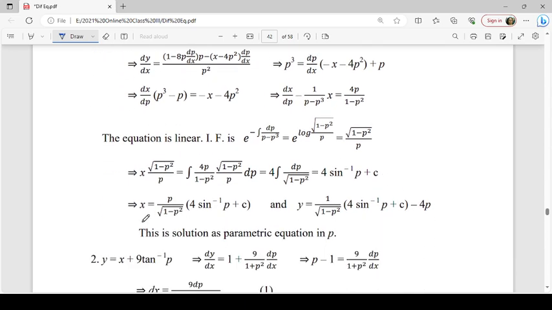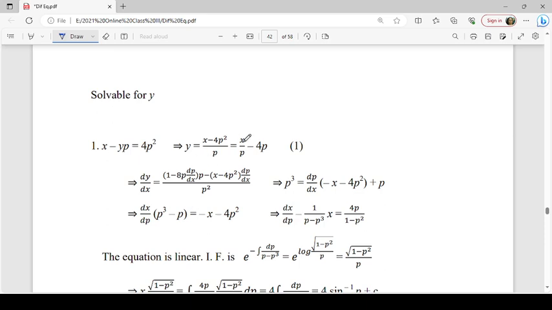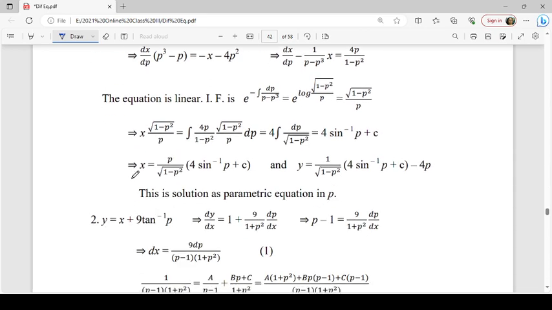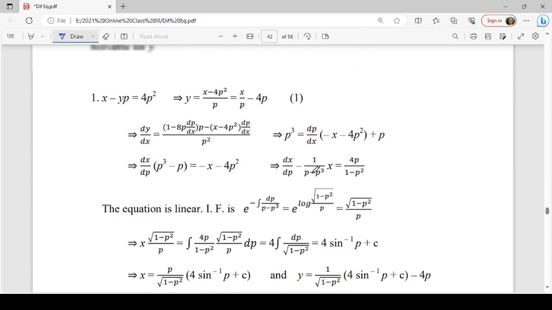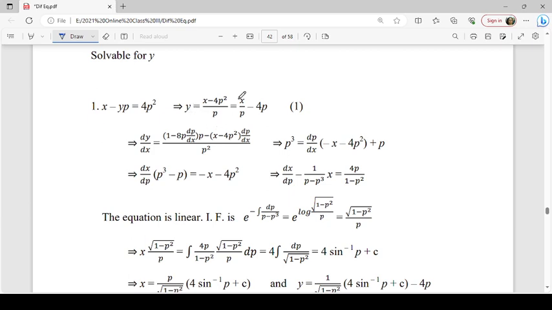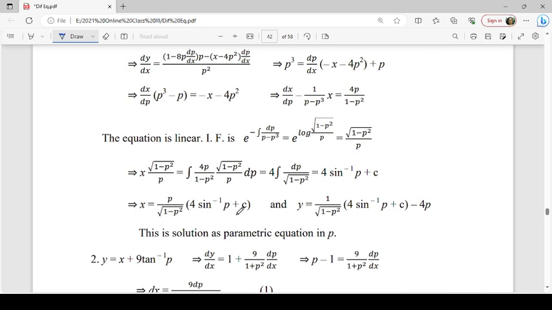So what we are having, x is in terms of p, and y is this. Because we have x as a function of p, and this y we already have, x by p minus 4p, so this x we write this value. So what we have, x as a function of p, y as a function of p, and this is a parametric equation in p. So this is the procedure.